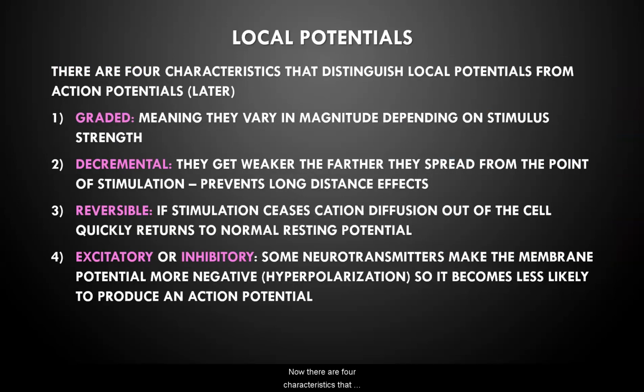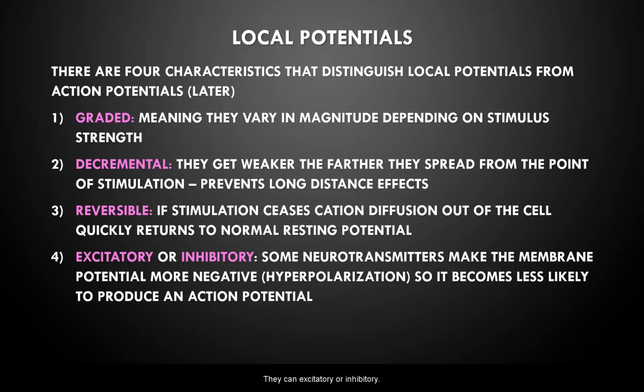Now, there are 4 characteristics that distinguish local potentials from the action potentials we're going to talk about later. So these will make a little bit more sense when you learn about action potentials after this slide. The first is that local potentials are graded, meaning that they vary in magnitude depending on how strong the stimulus is. They are also decremental, which means that they get weaker the farther they spread from the point of stimulation. This is good so that it prevents long-distance effects of just a local signal. They are reversible. If stimulation ceases, cation diffusion out of the cell will quickly return it to the normal resting potential.